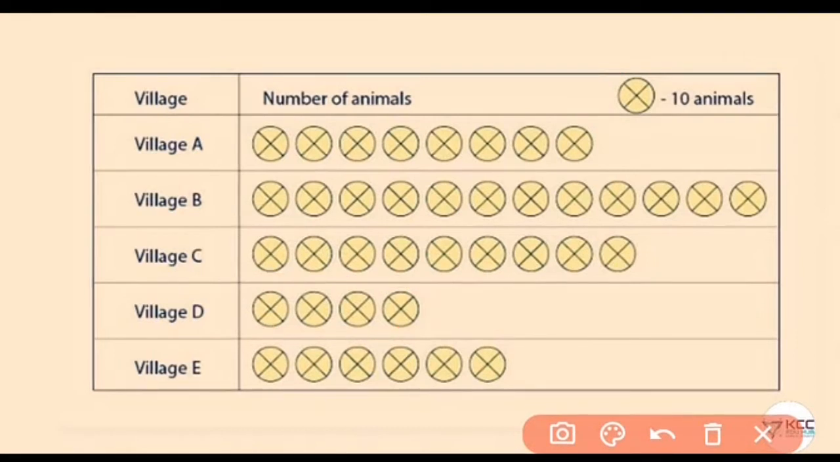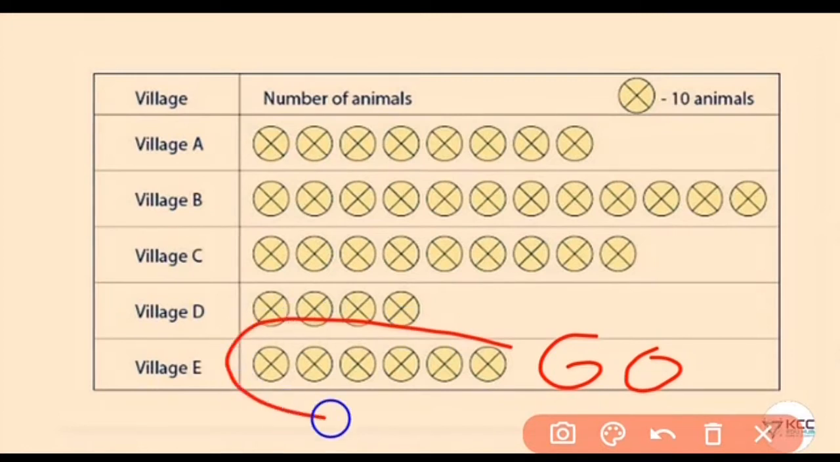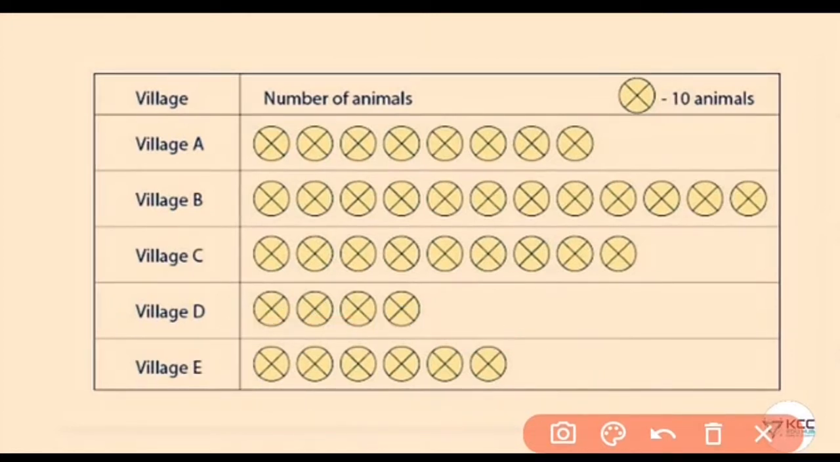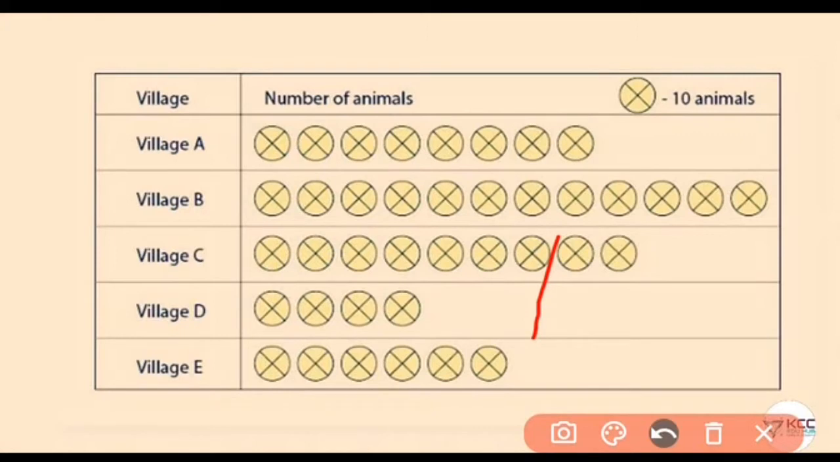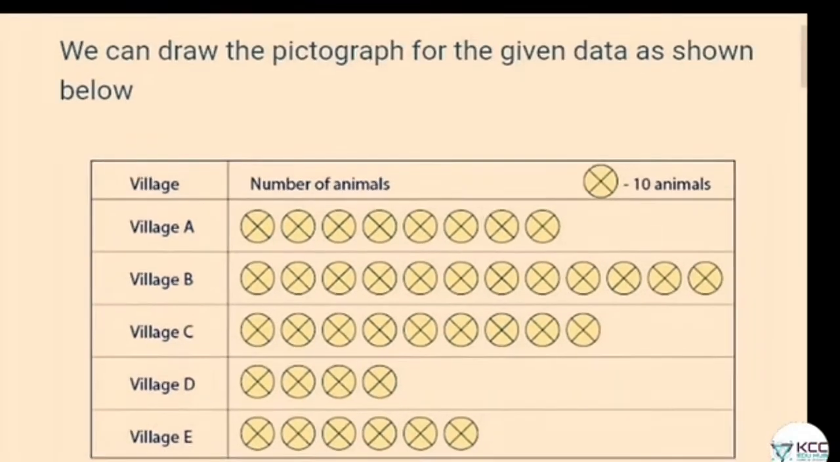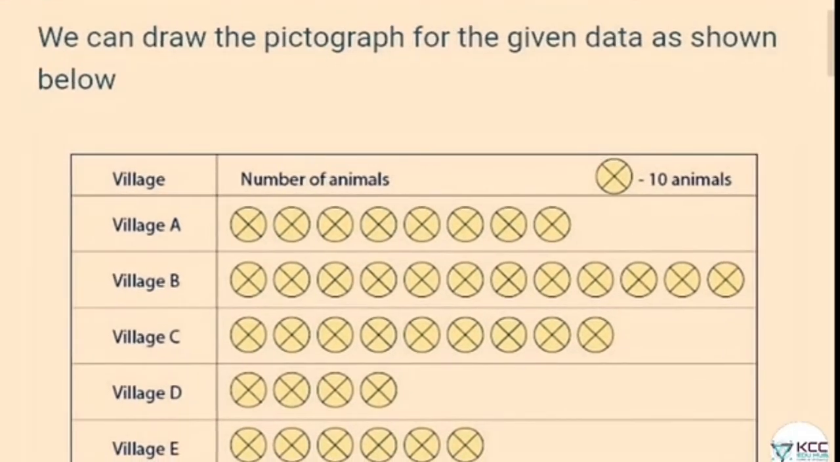And the last one, in village E there are 60 animals. So 10 sixes are 60. That's why we draw here 6 symbols. Okay. So it is the pictograph for given data, village A, B, C, D, E.